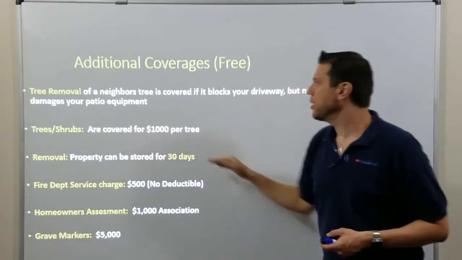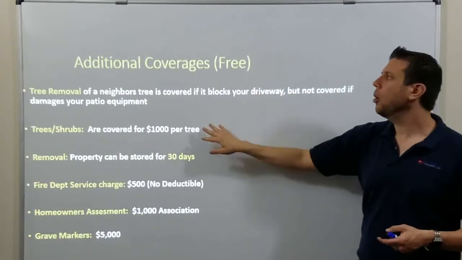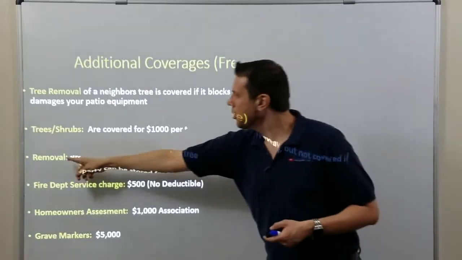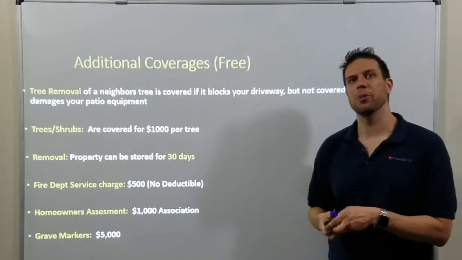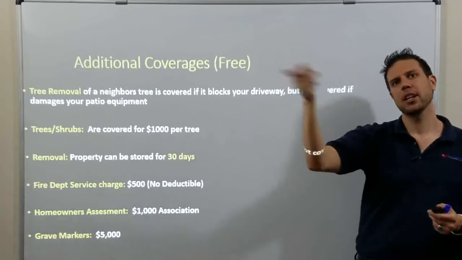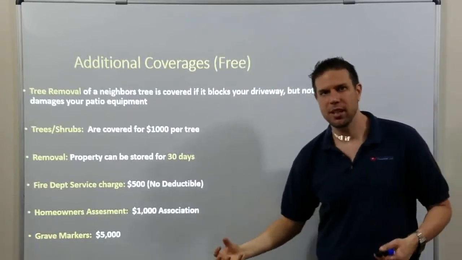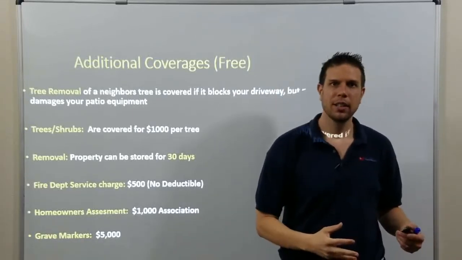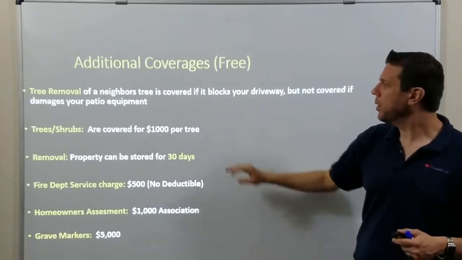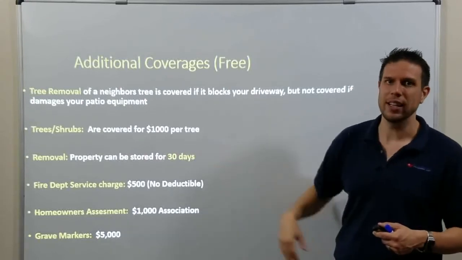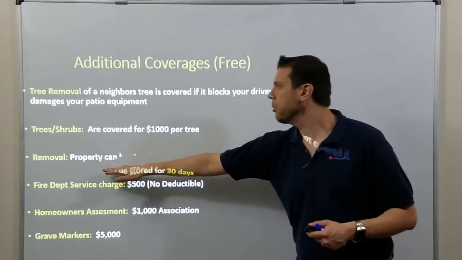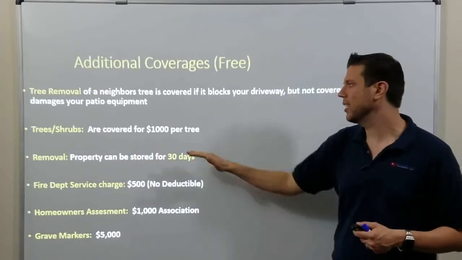Dwelling insurance covered trees and shrubs up to $500. Homeowners covers trees and shrubs up to $1,000. Homeowners insurance will cover property removed to protect it for up to 30 days. So if you know a hurricane's coming through, you can take some of your stuff, load it into a U-Haul, take it up to Iowa, where I guess no hurricanes hit Iowa, put it in a storage unit for 30 days, then take it back after the hurricane's gone. Your homeowner's insurance will cover property removed to protect it for up to 30 days maximum.